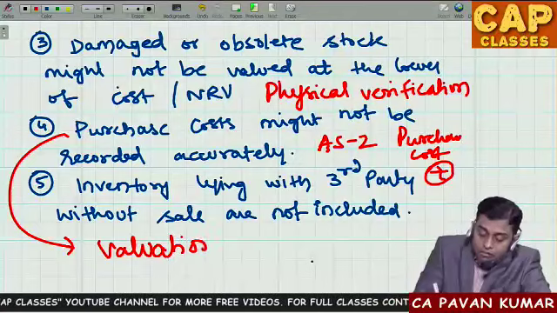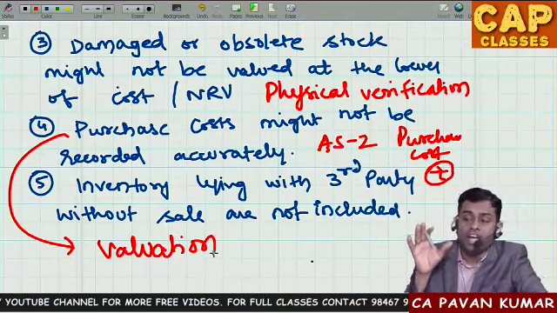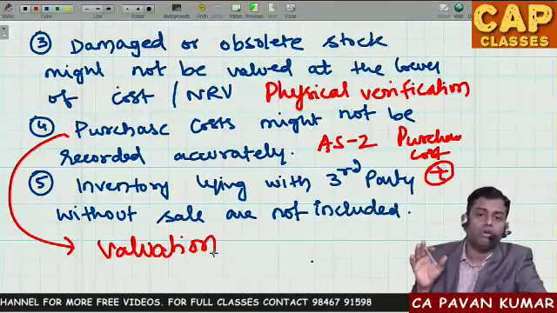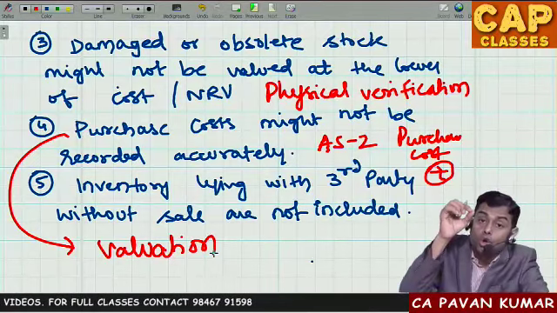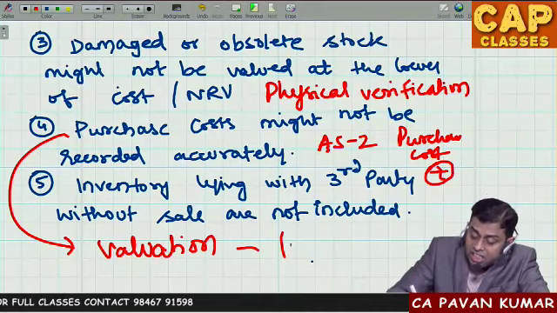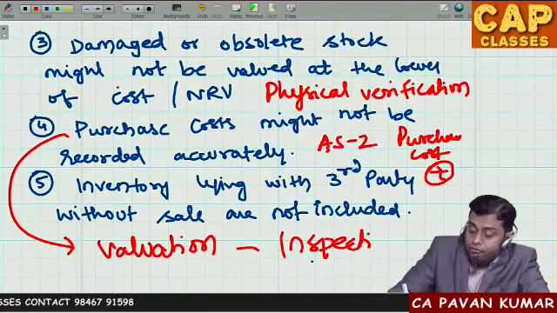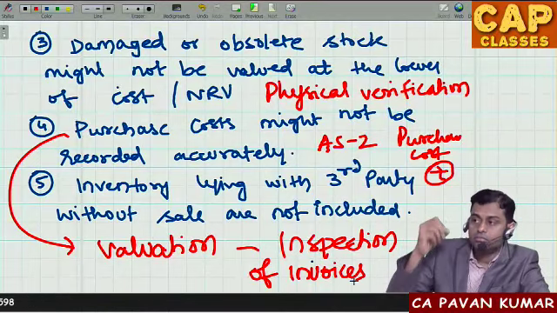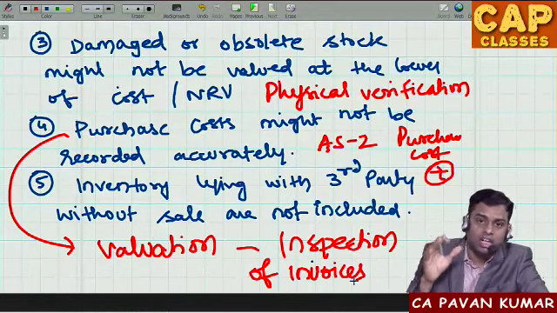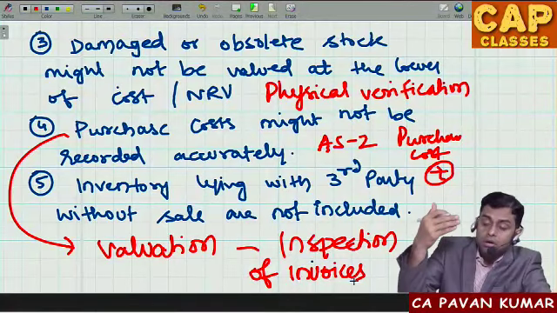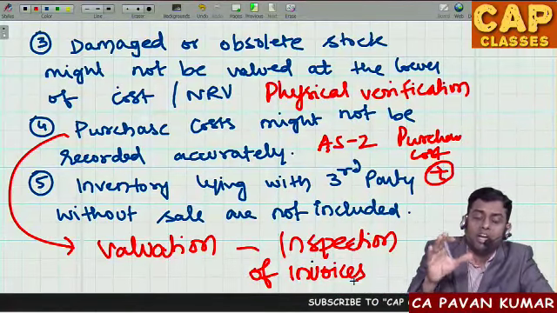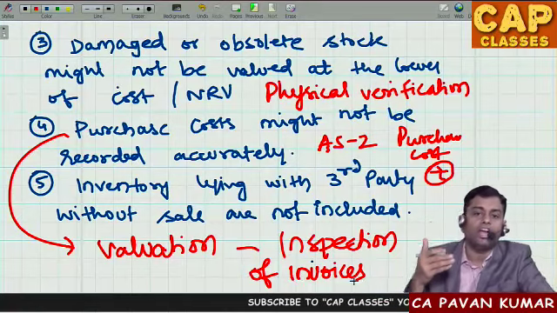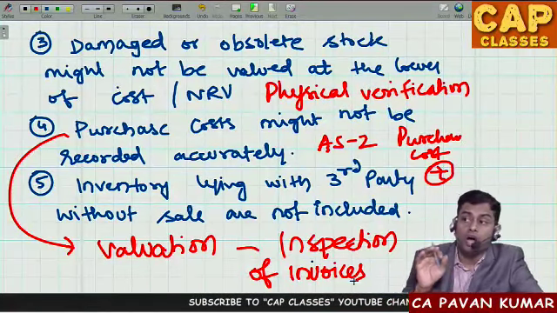So applicability of the accounting standards, compliance with the accounting standards are to be verified. This can be done by scrutinizing, by inspection of invoices or purchase orders. When you take the invoice file, you see whether the incidental expenses are properly capitalized, that means added to the value of inventory, or not. You have to verify that.